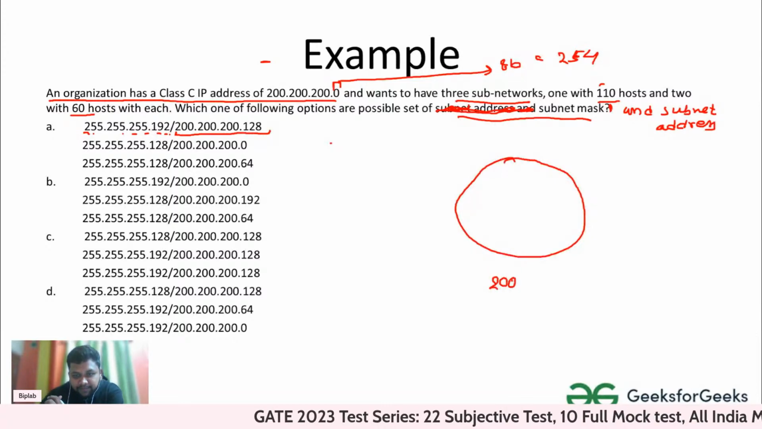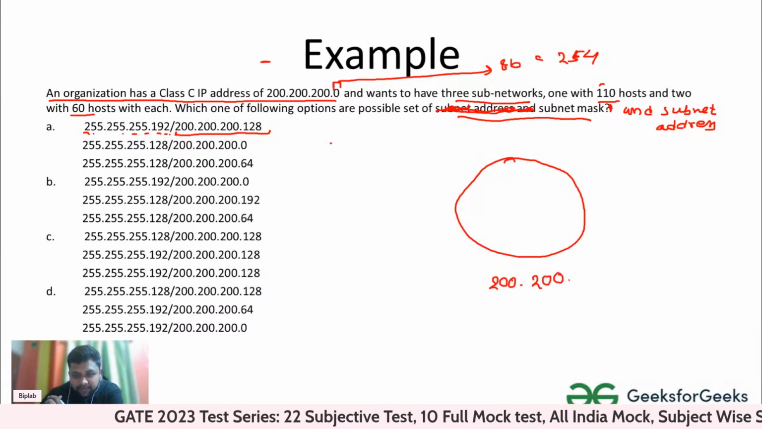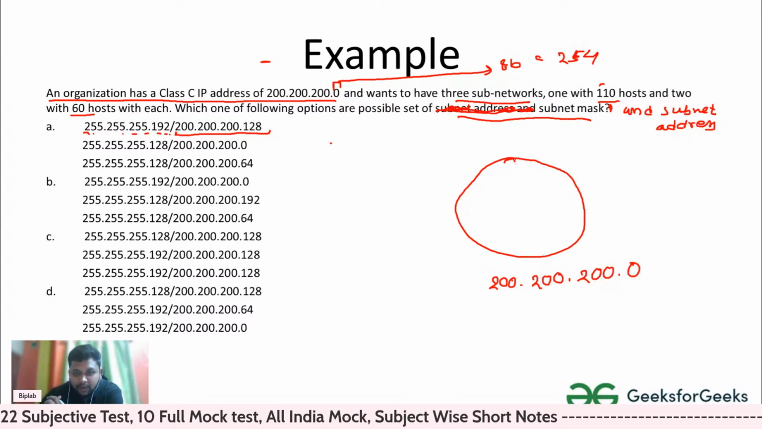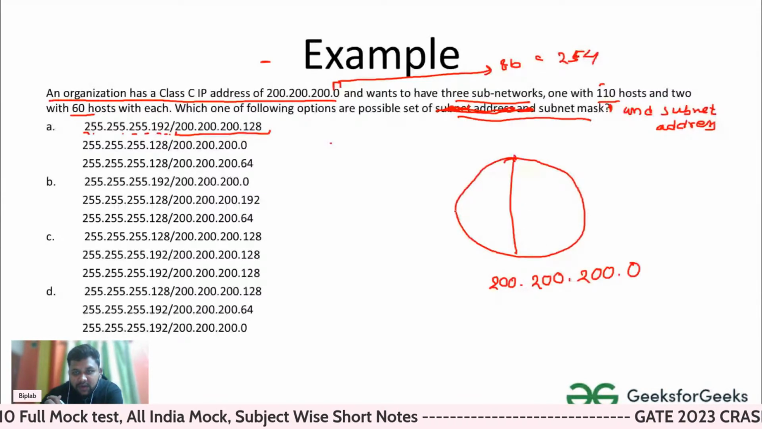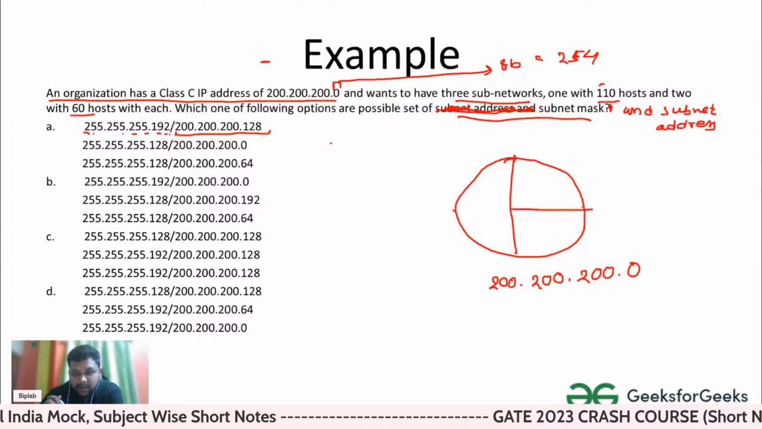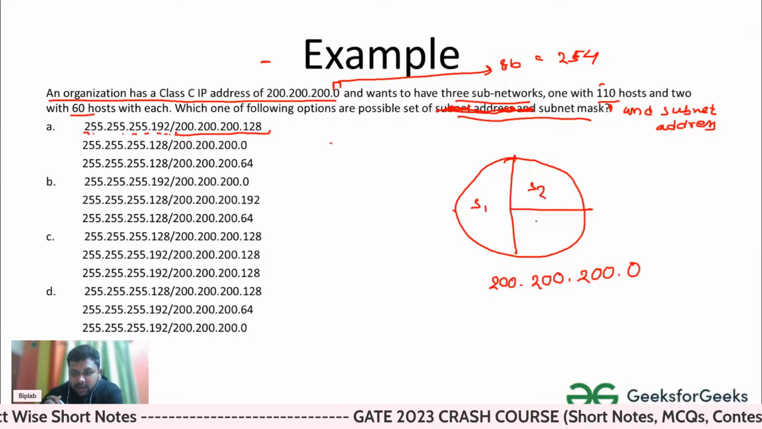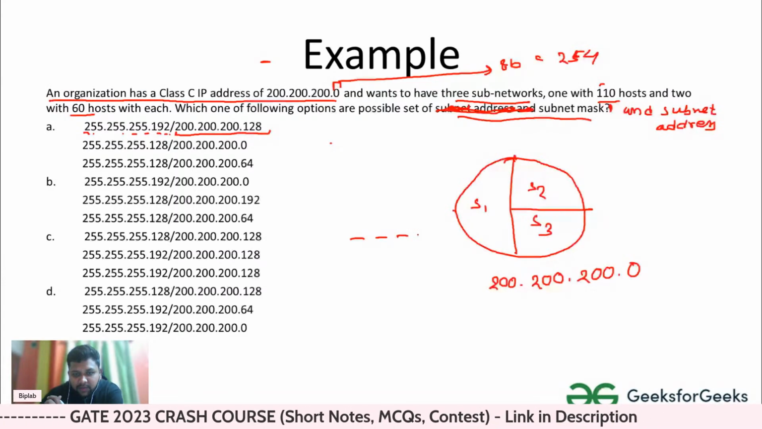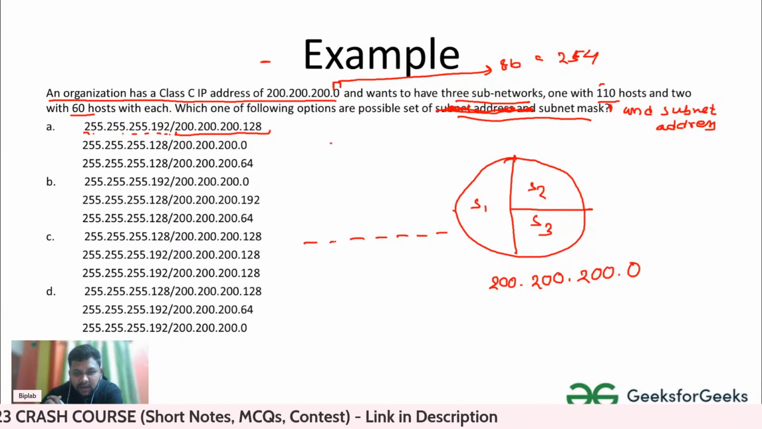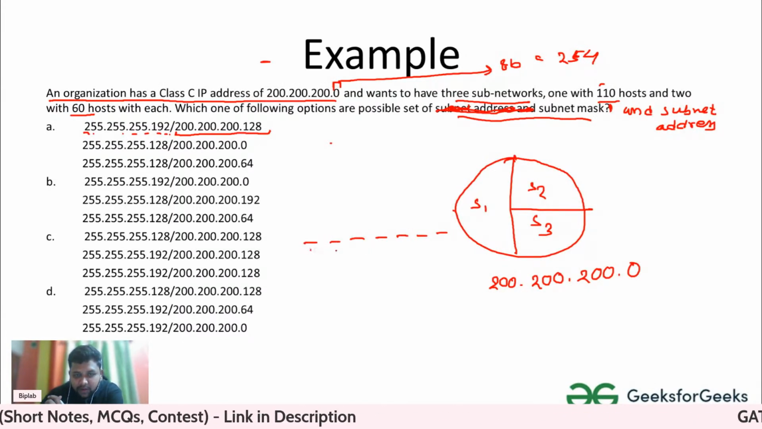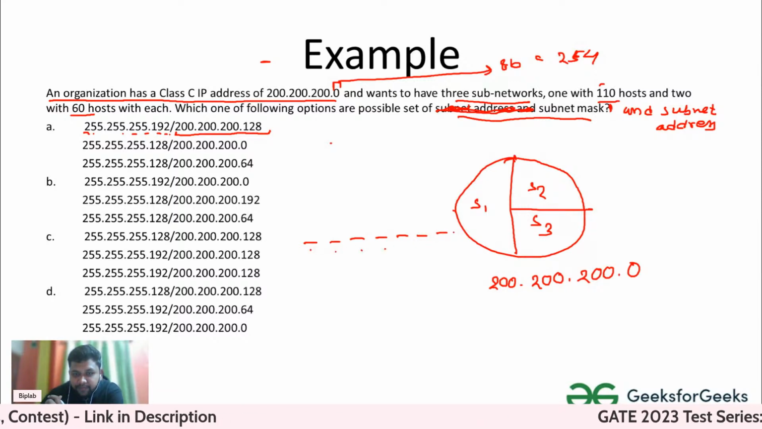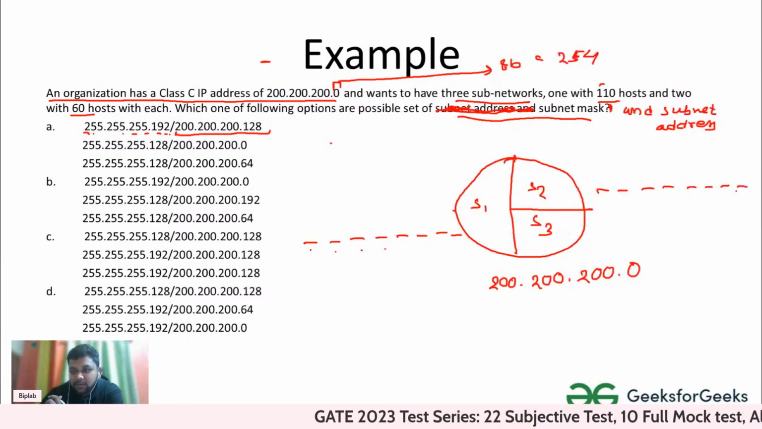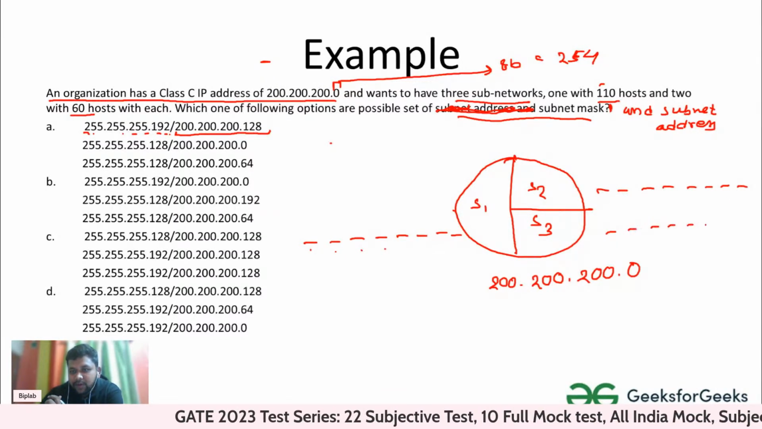So you have the total 200.200.200.0, which will be again divided into three subnets, S1, S2, S3. Now we will just care about the last 8 numbers, the last octet, that is the last 8 bits. 1, 2, 3, 4, 5, 6, 7, 8.